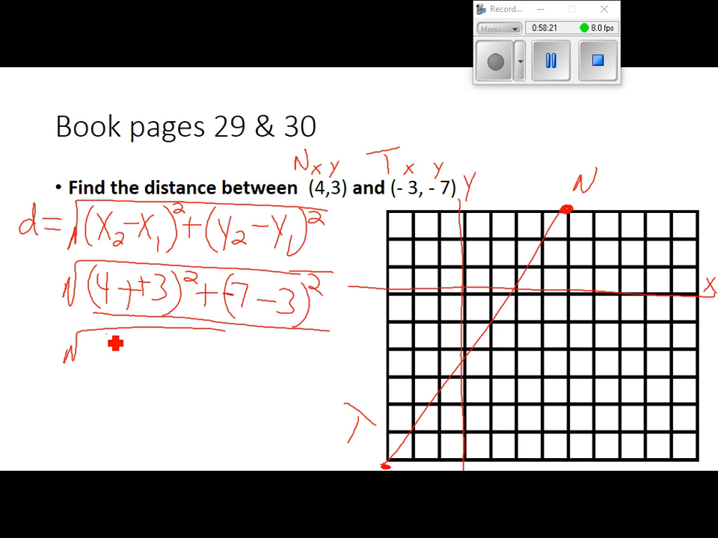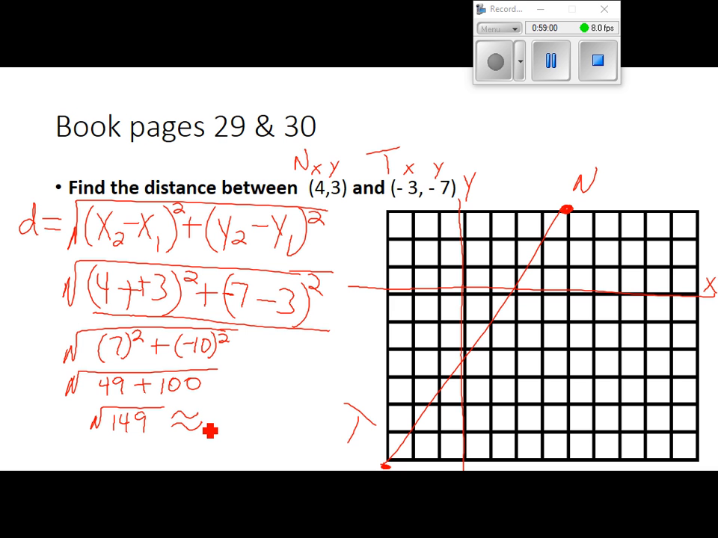4 plus 3 I know is 7. -7 plus -7 and -3 is -10. 7 squared is 49. -10 squared, that means -10 times -10, that's 100. I add those two together and I get 149. Is 149 one of those numbers that was on that list? Boy, that's not a perfect square. Does everybody know what that symbol means? About, approximately. So we're going to round this off.